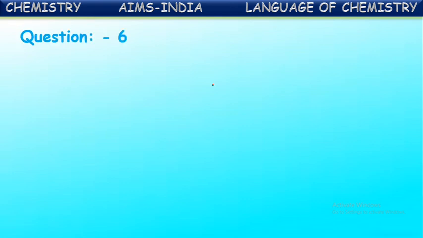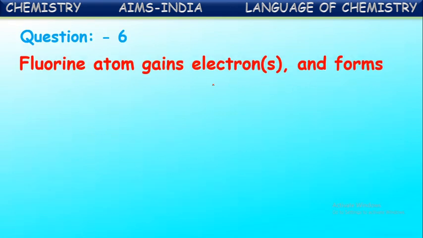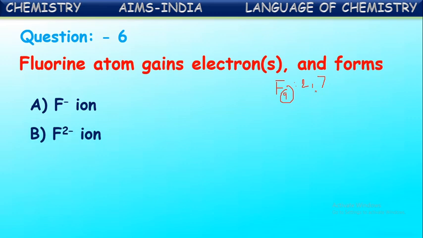Next, a fluorine atom gains electrons and forms what? Fluorine gains electrons. Actually, the atomic number of fluorine is 9. If you write its configuration for 9, what do we get? 2, 7. And its valence shell has 7 electrons. To become stable, fluorine gains 1 electron. So what will it form by gaining 1 electron? F minus ion, F2 minus ion, F plus ion, or F2 plus ion. Which ion is formed by gaining 1 electron?